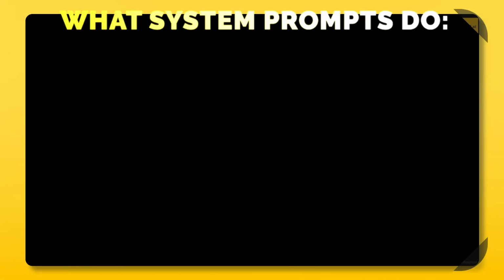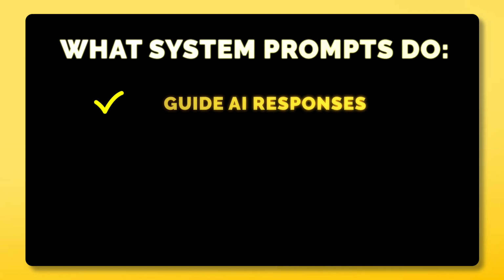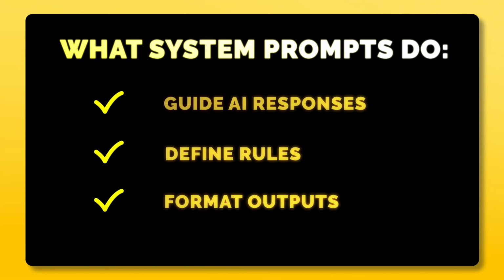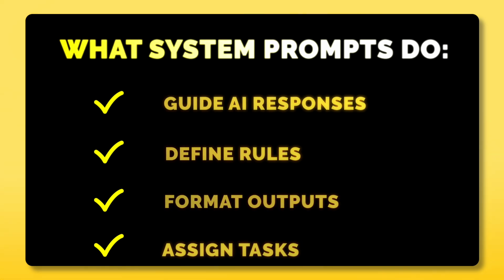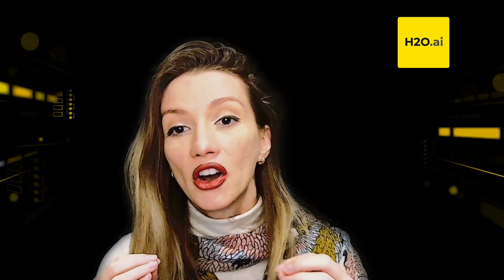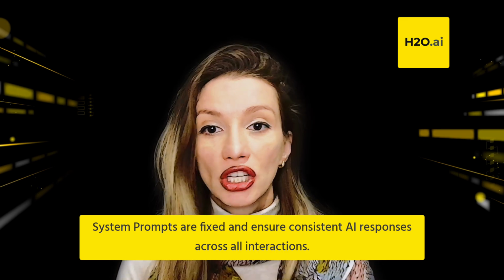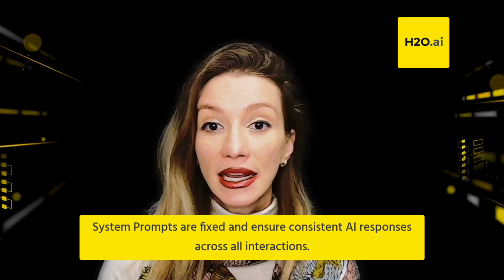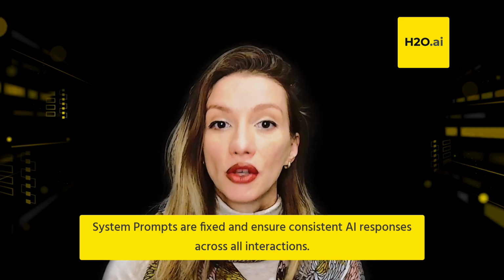Here is what system prompts do. Provide instructions. They guide the AI on how to respond, for example, formal, casual, or professional tone. Set boundaries. They define rules or limits like avoiding certain types of responses. Format responses. Specify how answers should be structured, for example, bullet points or paragraphs. Assign tasks. Establish the purpose like summarizing, translating, or analyzing. System prompts work behind the scenes and are static, meaning they don't change with each interaction. They ensure the AI stays consistent regardless of what the user asks.